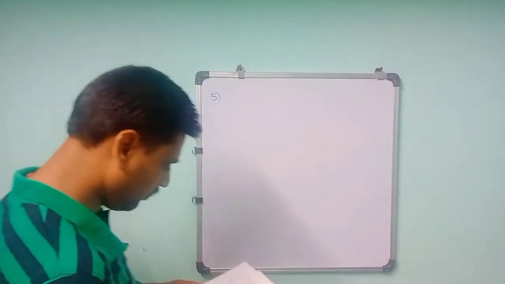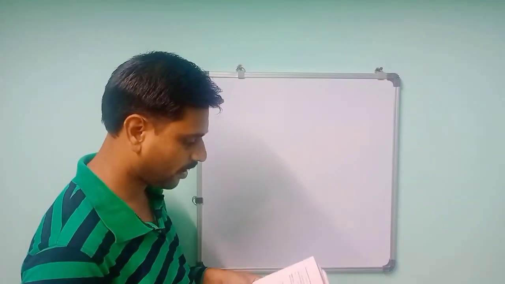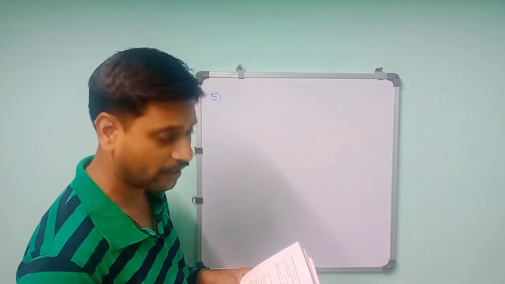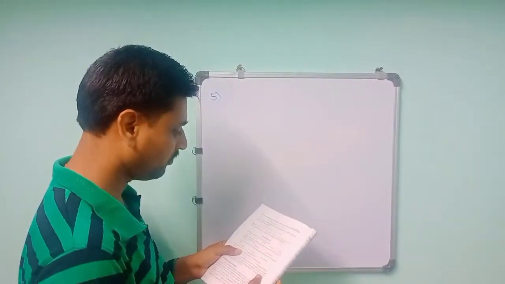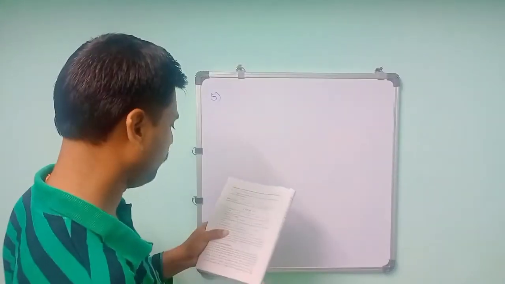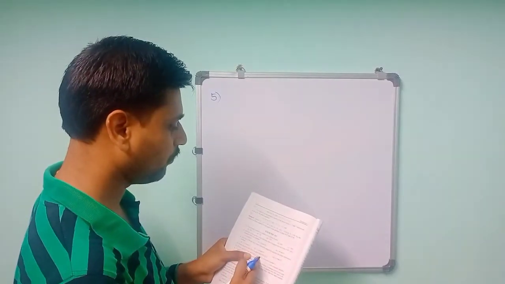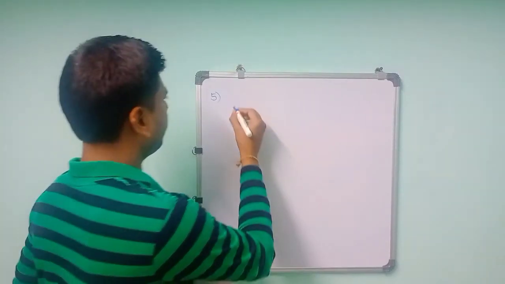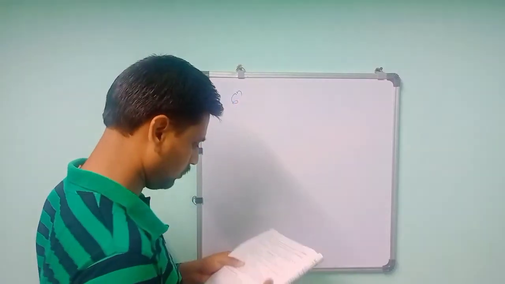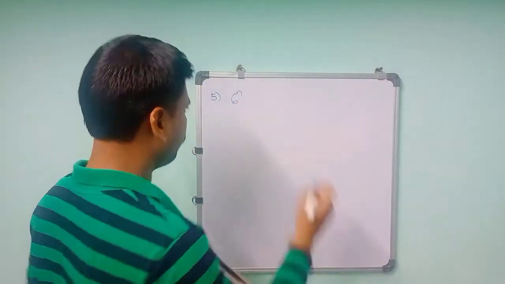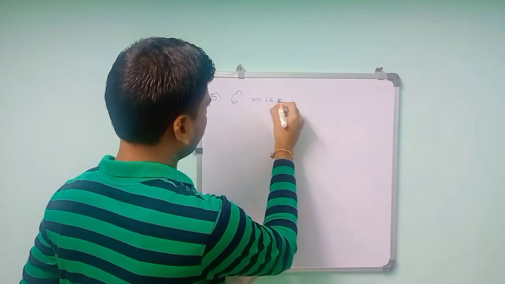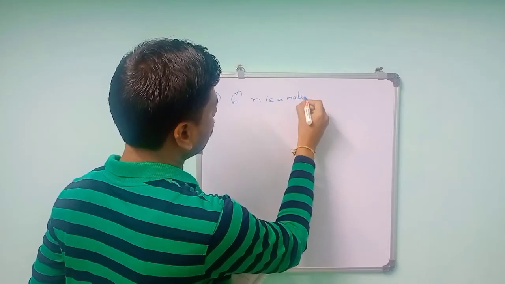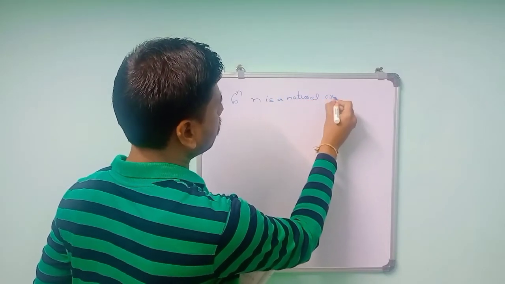So the 5th question is: check whether 6 raised to n can end with the digit 0 for any natural number n. I did the problem the same way as the 4 raised to n one. There also they gave digit 0 only. So 6 raised to n, where n is a natural number.